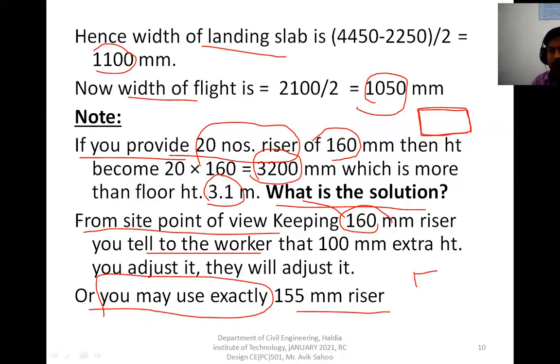It's a 5 to 6 mm difference, you cannot feel it, and practically the steps are never perfectly uniform. Some difference is always present. That's why they have adjusted. So there is no problem, but you have to say that 160 is the riser, and what is extra, that you also have to tell the worker. This is the solution.